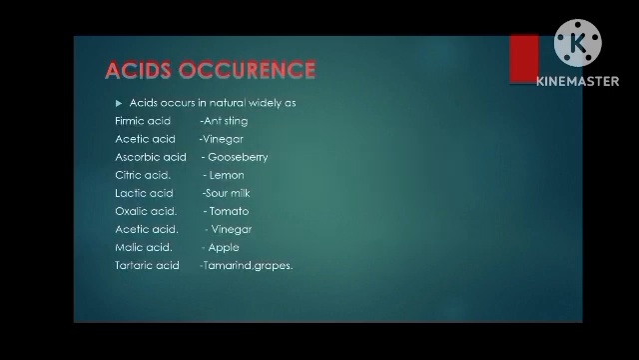Acids are widely found in nature. Formic acid, acetic acid, ascorbic acid, citric acid, lactic acid, oxalic acid, malic acid, and tartaric acid are found in nature. Formic acid is found in ant stings and is used for preservation. Likewise, different acids in nature have different functions. Inorganic acids are separated artificially from rocks and minerals, and they are mostly corrosive in nature. Organic acids are not corrosive, but inorganic acids are mostly corrosive.